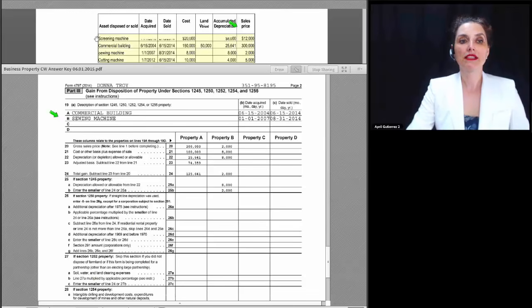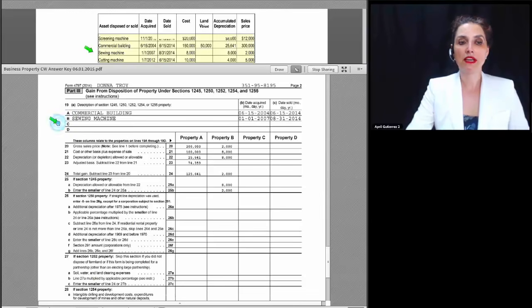And then we have two other assets that were sold at a gain. That is the commercial building, which cost $150,000 and sold for $300,000, and also had $25,641 of depreciation. So that's definitely sold at a profit, and part of that profit is because of prior depreciation. And then the sewing machine was purchased for $8,000. It had accumulated depreciation of $8,000 and then sold for $2,000. So we have a profit entirely due to recapture of depreciation. So those are the two assets that are going to go on Part 3 of the form.